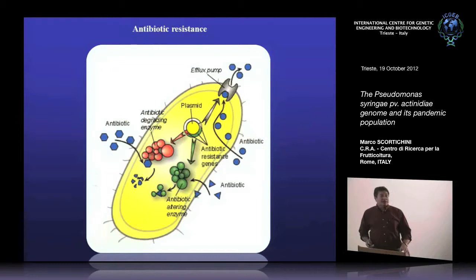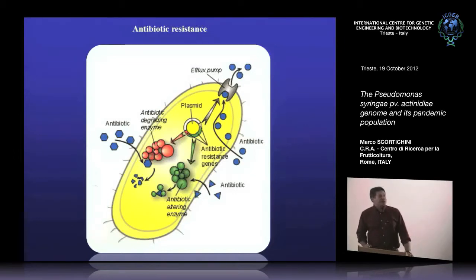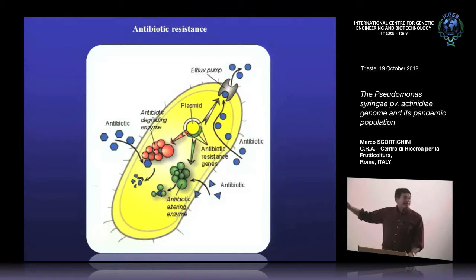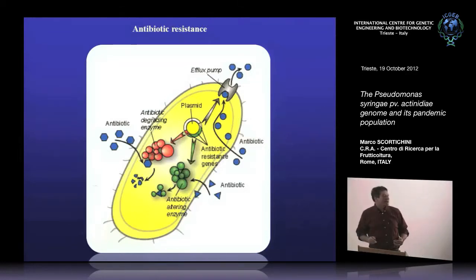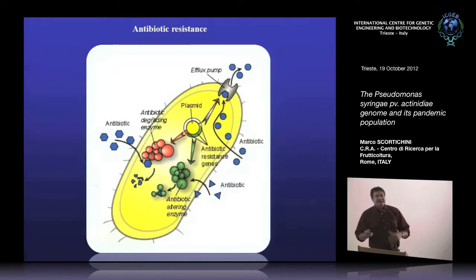One important thing to underline, as human beings, the aspect we are interested in is antibiotic resistance. You see here different ways with which bacteria can face antibiotics. They have efflux pumps, like Pseudomonas actinidiae. That is to say, the antibiotic enters the cell but is pumped out, so it passes through without causing any damage. There are antibiotic-altering enzymes, and there are degrading enzymes. So bacteria have different pathways to degrade or eliminate antibiotics.